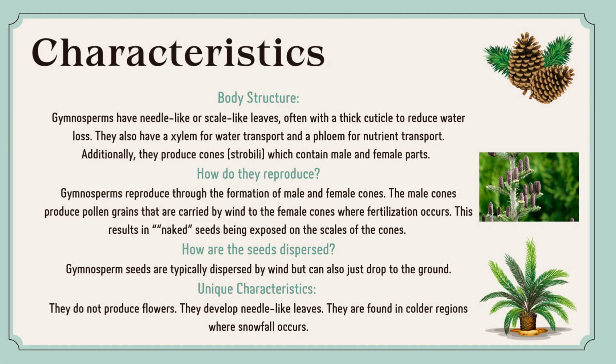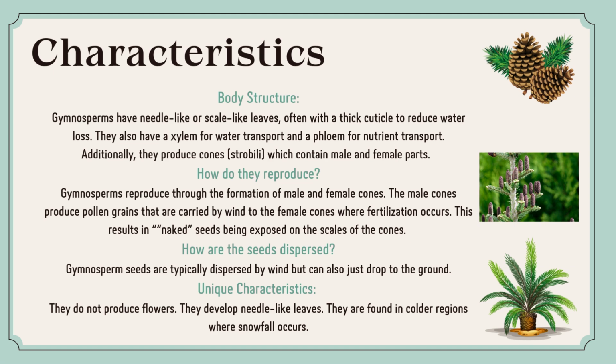Okay, first we're going to talk about characteristics, body structure. Gymnosperms have needle-like or scale-like leaves that often have a thick cuticle to reduce water loss. They also have xylem for water transport and phloem to transport nutrients. Additionally, they produce cones, also known as strobili, which contain male and female parts.